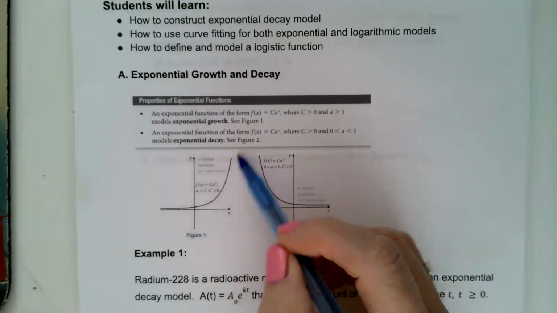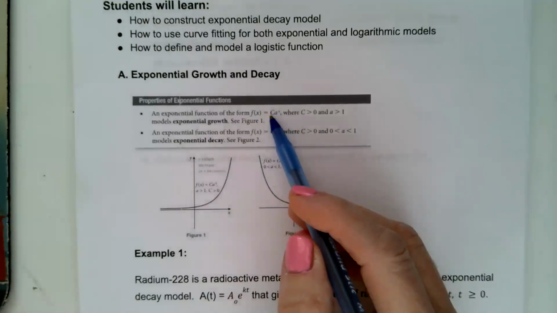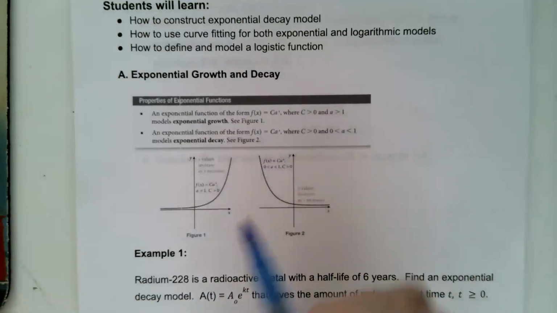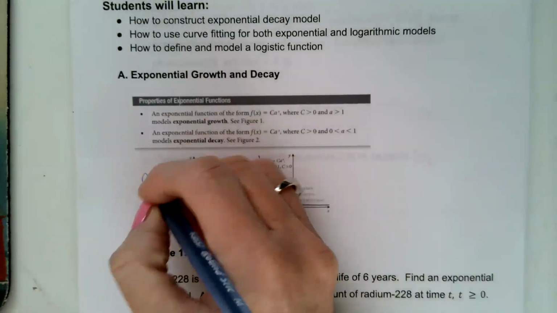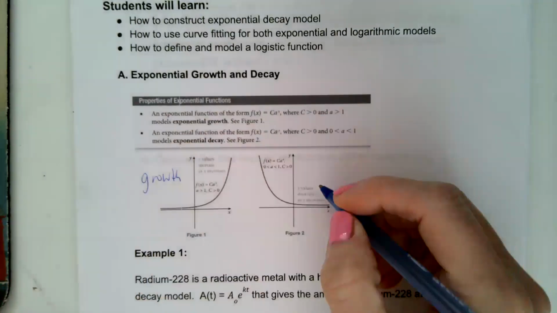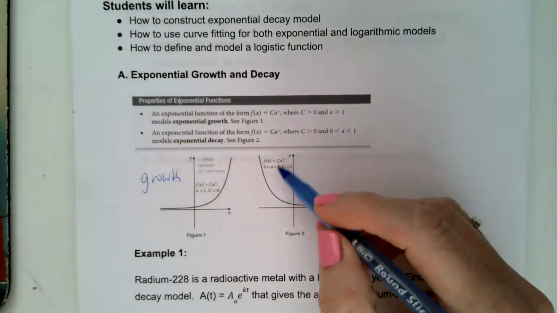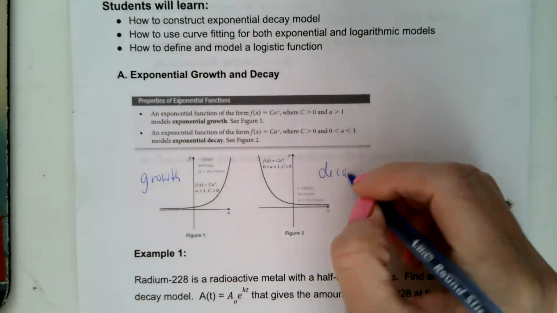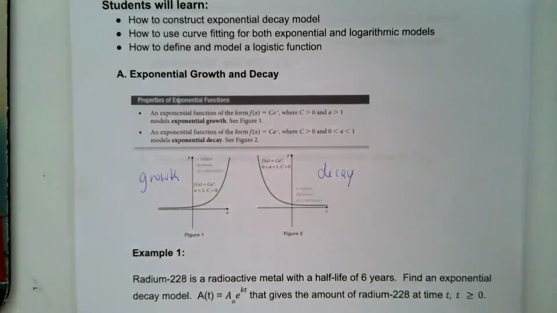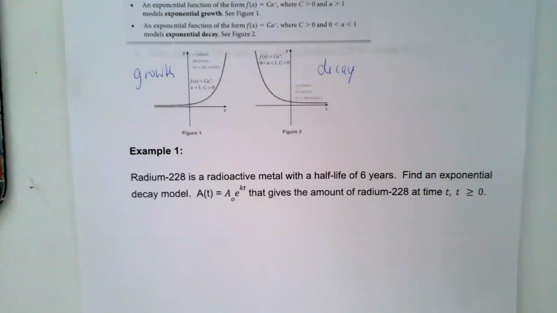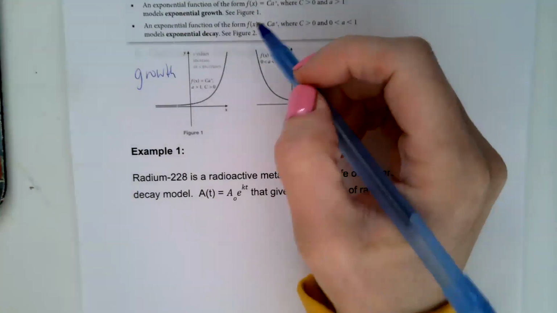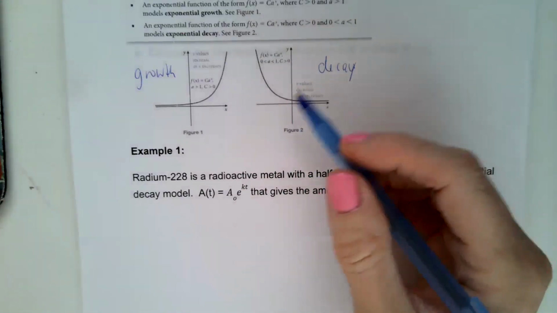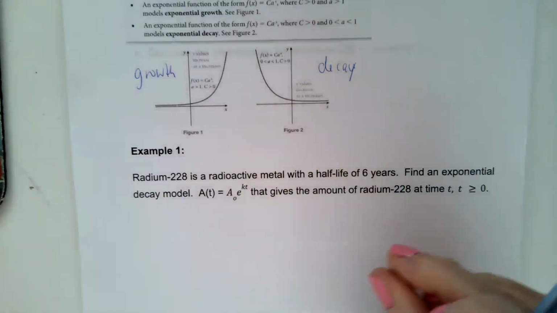So on an exponential function, when your starting value is positive and a is bigger than 1, we're calling that exponential growth. And when c is positive and a is between 0 and 1, that's going to be considered exponential decay. Because remember, a is your multiplier. So if you're multiplying by something that's less than 1 but bigger than 0, your value is getting smaller and smaller.